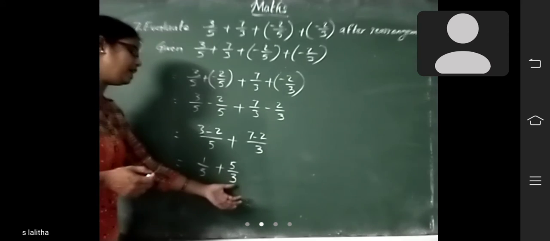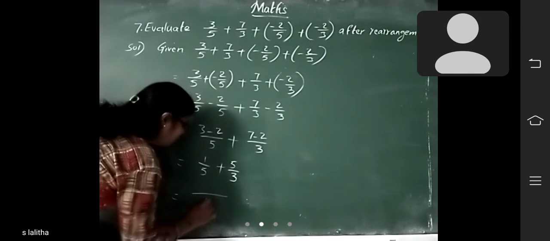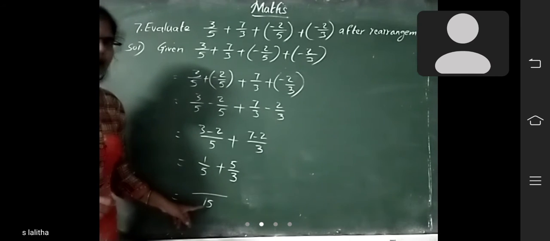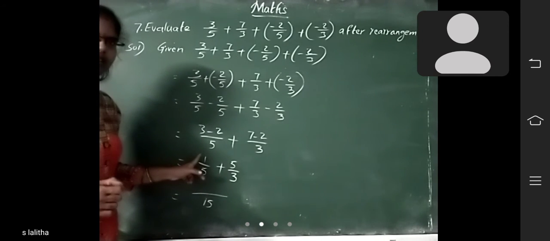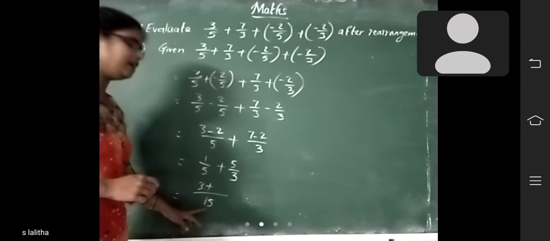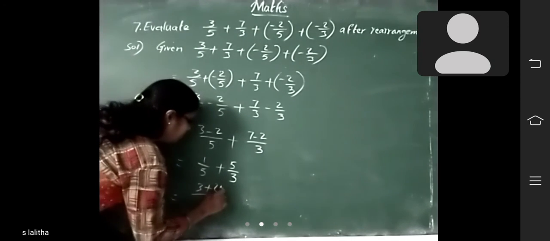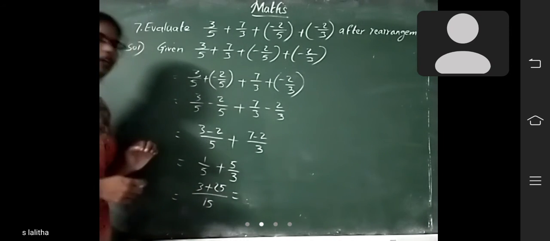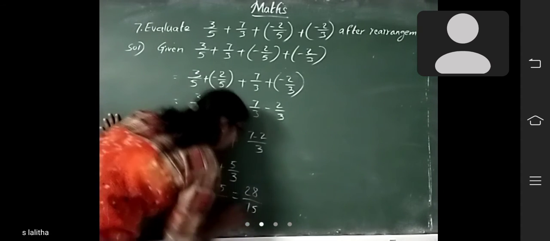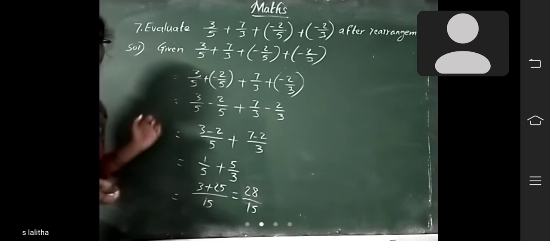Now we should find the LCM for these two. 5 3s is how much? 15. In the 5 table, how many times 15? 3 times. So 3 into numerator 1, 3 ones 3 plus in the 3 table, how many times 15? 5 times. 5 5s 25. So 3 plus 25, how much, children? 28. 28 by 15. Did you understand, children? Come on, write.